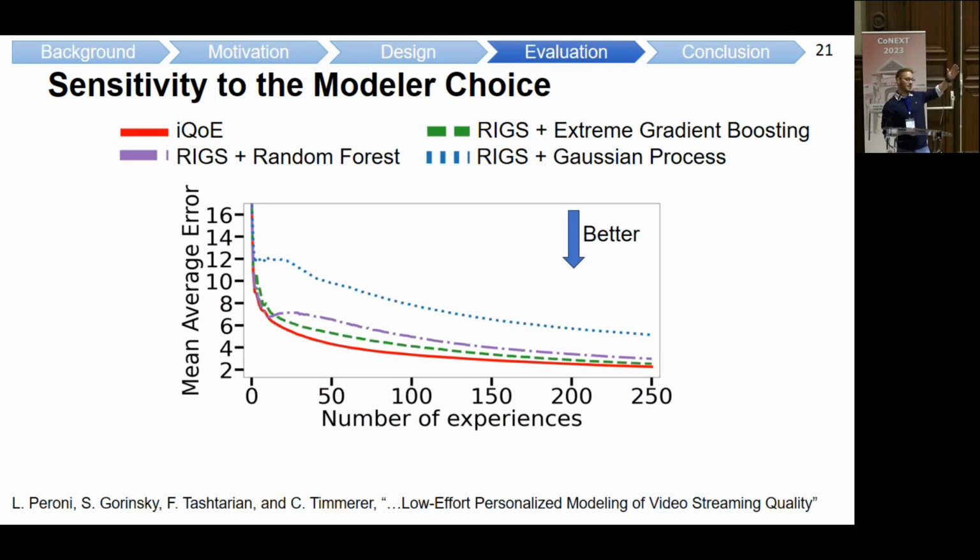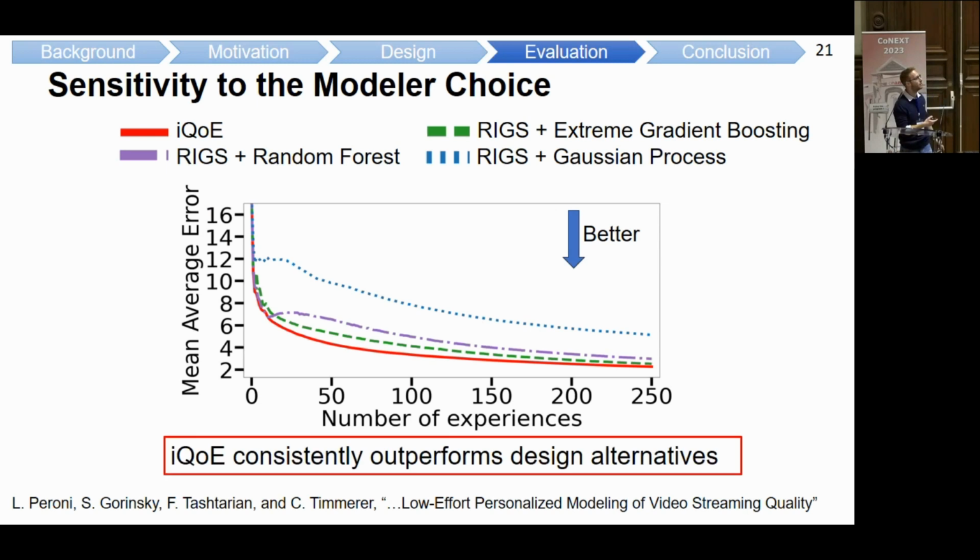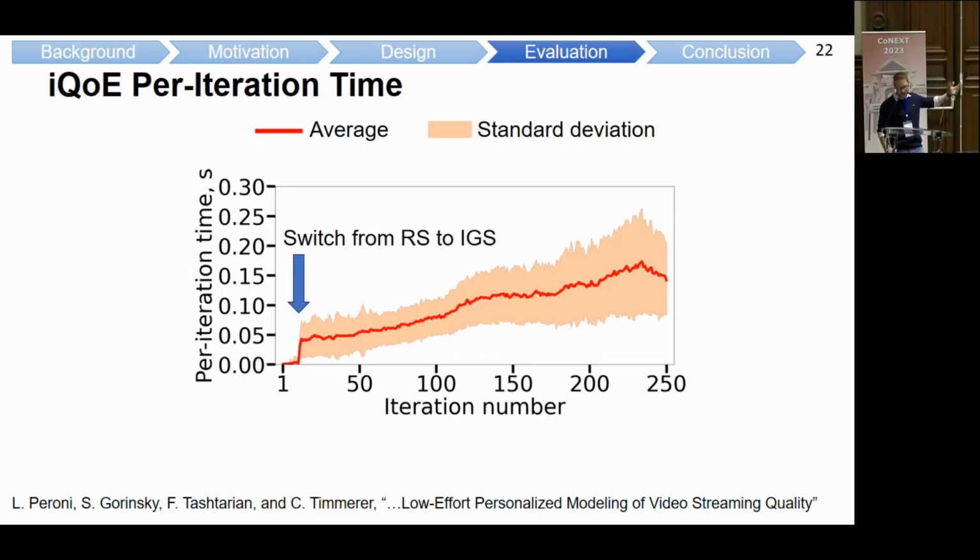So this slide is an example of the sensitivity analysis that we conducted. We fix the sampler and we change the modeler. So we are comparing SVR against random forest, extreme gradient boosting, and Gaussian process. And we see that across the number of experiences, the MAE of IQE is constantly outperforming the others. We ran similar sensitivity analyses also for other alternative designs, and the conclusion is always the same: IQE consistently outperforms design alternatives.